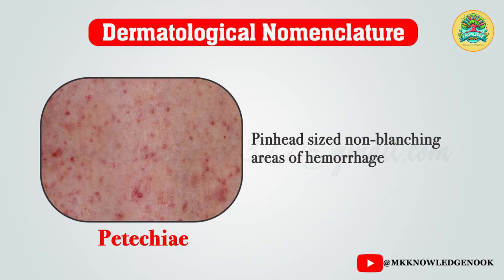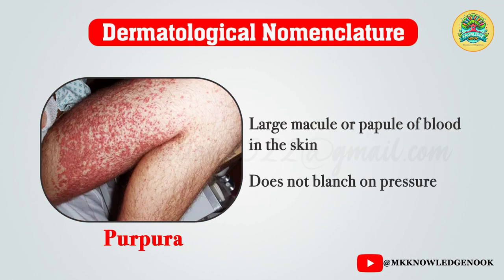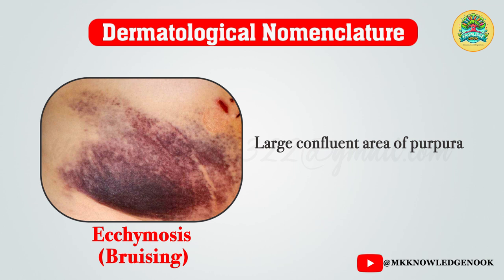Petechiae are pinhead-sized non-blanching areas of hemorrhage. Purpura is a large macule or papule of blood in the skin which does not blanch on pressure. Ecchymosis is a large confluent area of purpura.